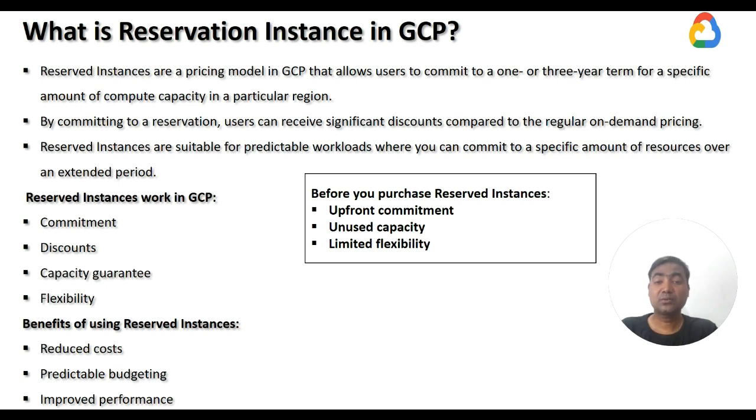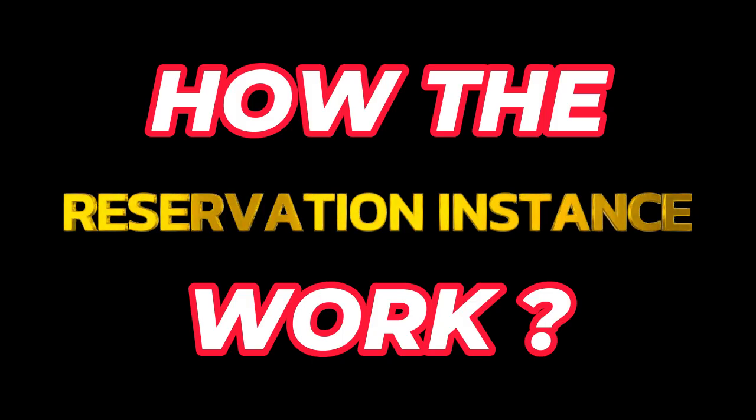Reserved instances in Google Cloud Platform are a way to purchase compute resources like virtual machines at a discount rate in exchange for a commitment to use them for a specific period. For example, it's like prepaying for your cloud resources, similar to how you might buy a monthly gym membership or a season pass to a sporting event.